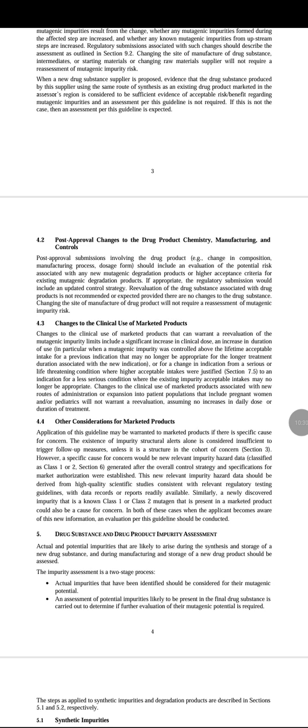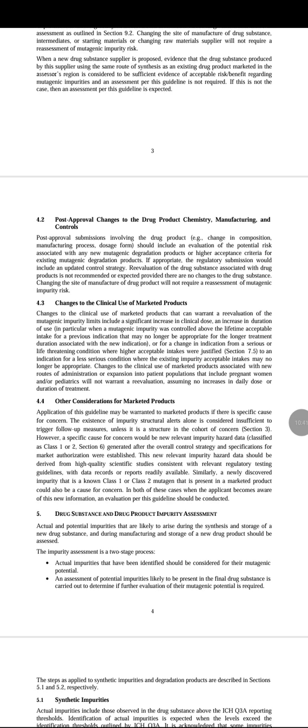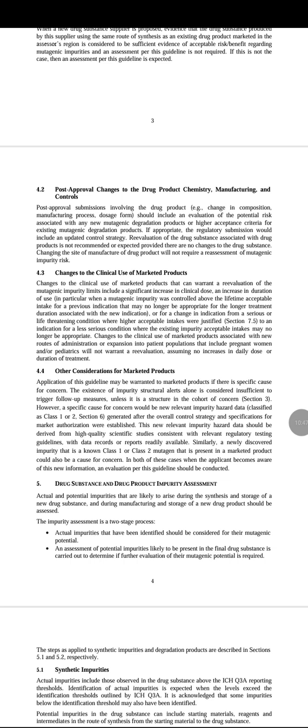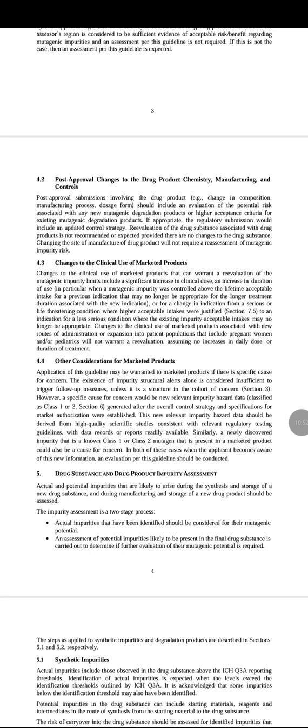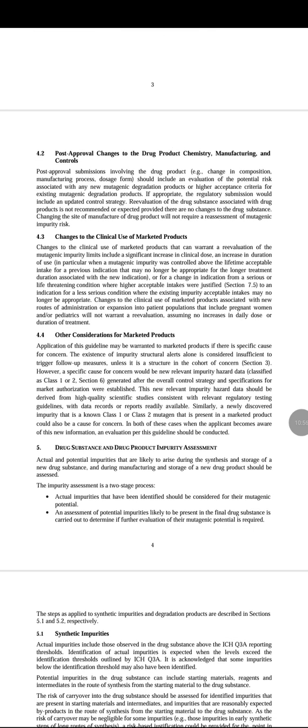When a new drug substance supplier is proposed, evidence that the drug substance produced by this supplier uses the same route of synthesis as an existing drug product marketed in the associated region is considered sufficient evidence of acceptable risk regarding the mutagenic impurities, as an assessment according to this guidance is not required. If this is not the case, then assessment under the guideline is expected.